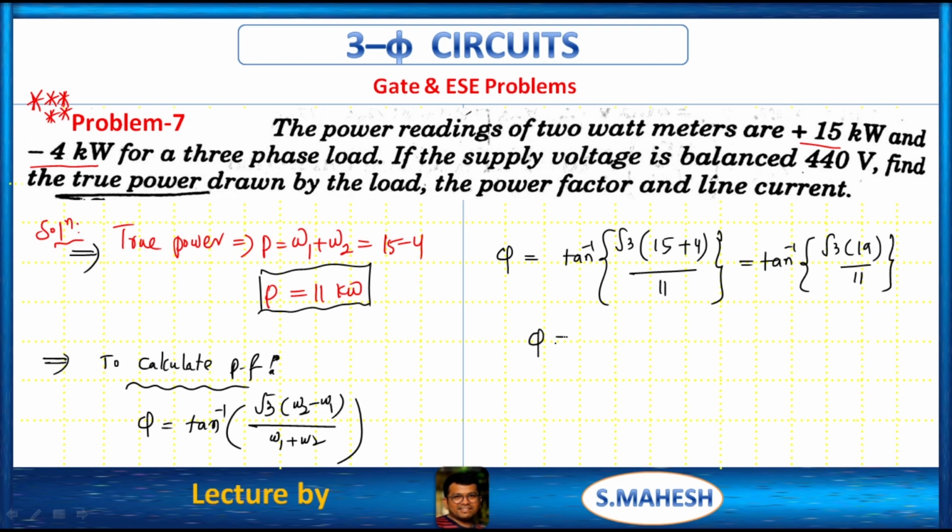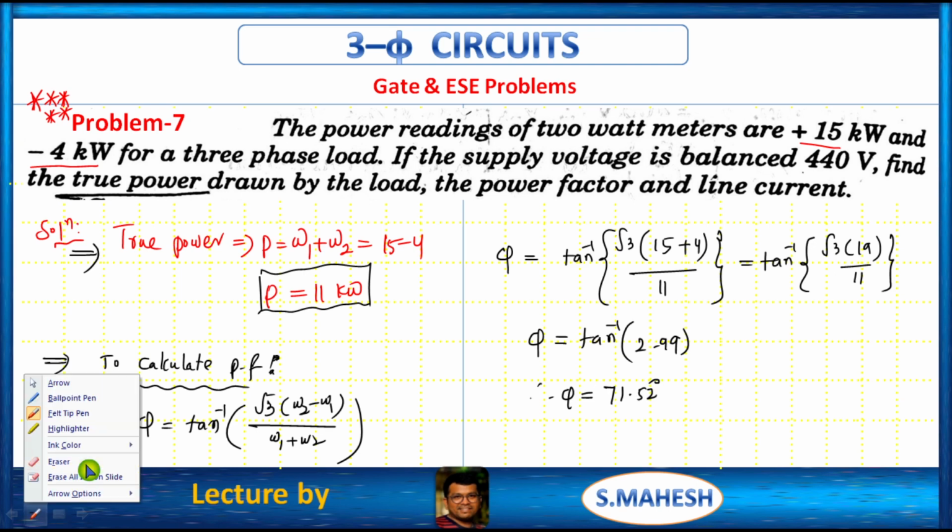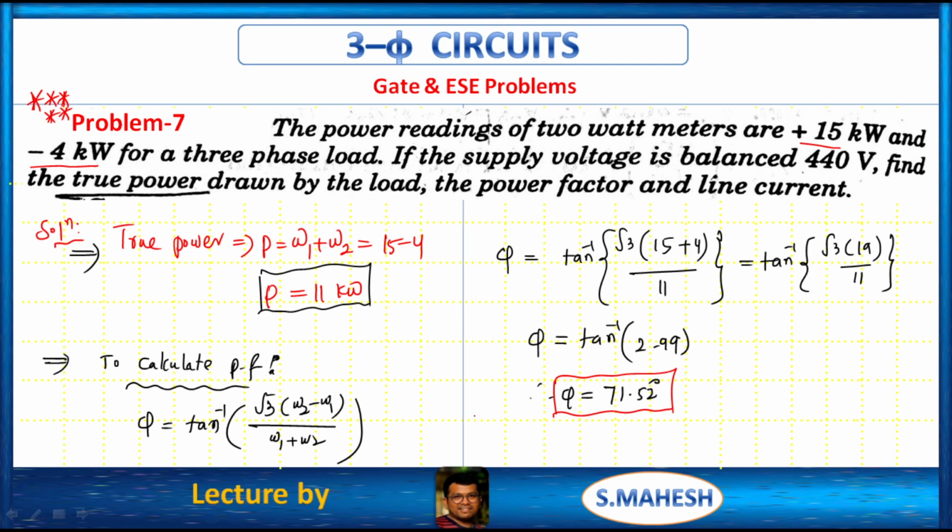That is phi is equal to tan inverse 2.99. Therefore phi is equal to 71.52 degrees. Therefore what is the power factor? Cos phi is cos of 71.52, which is equal to 0.317 lagging, right? That's it.